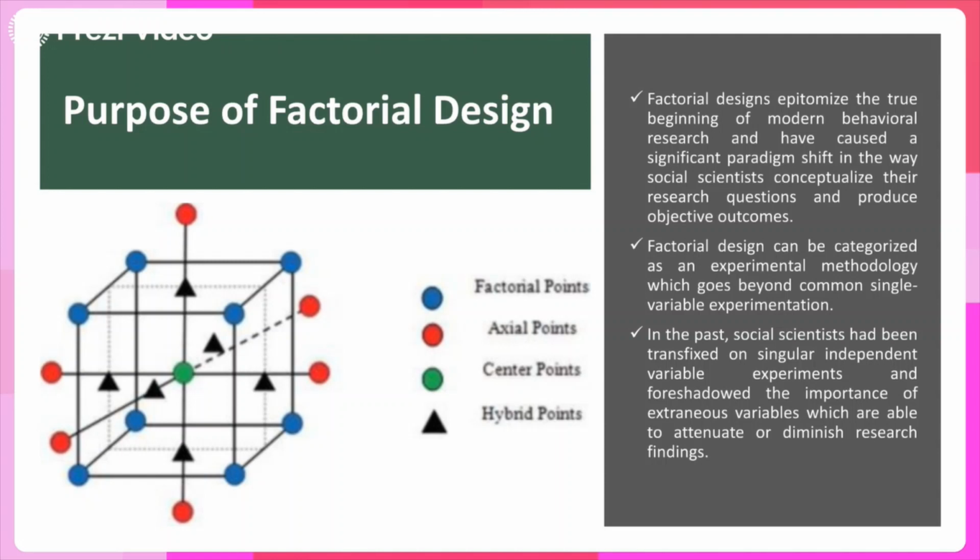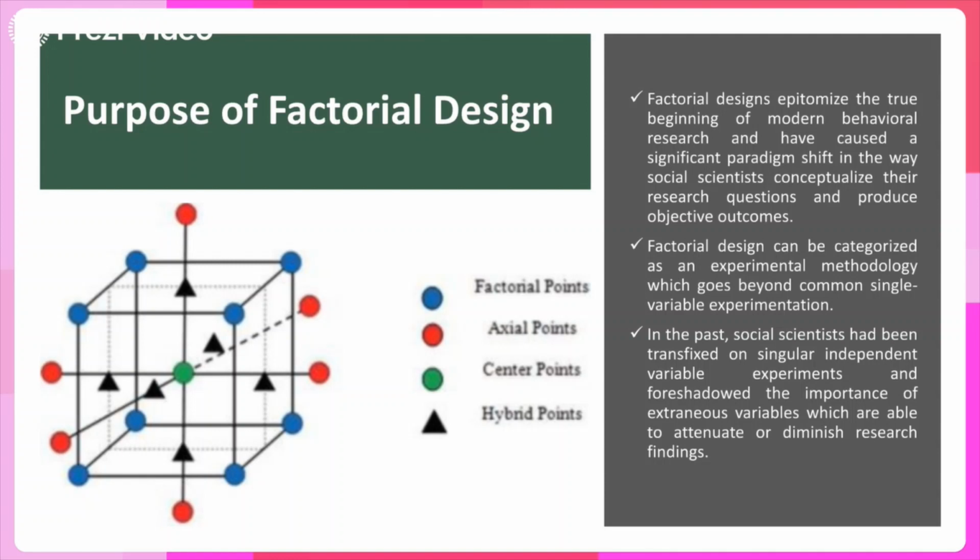If you see the graph here, the corner edges are the factorial points, red dots represent the axial points, green dots the central point, and triangles represent the hybrid points. Factorial designs basically epitomize the true beginning of modern behavioral research. It is an advanced approach to conceptualize research questions and produce definite outcomes. It can be categorized as an experimental method which goes beyond single variable experimentation.